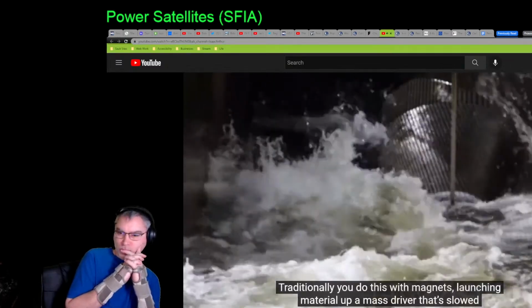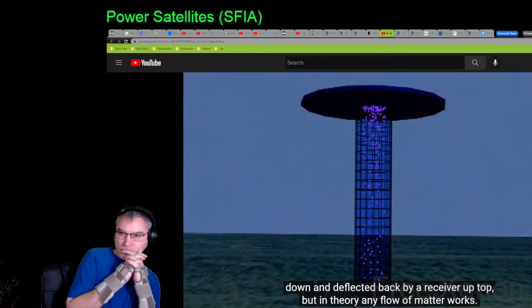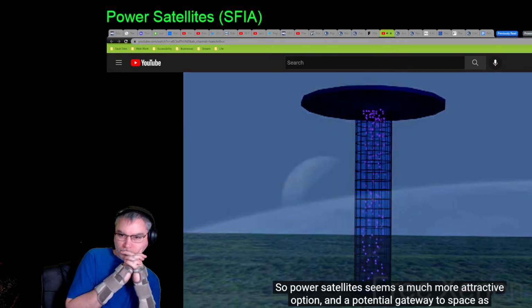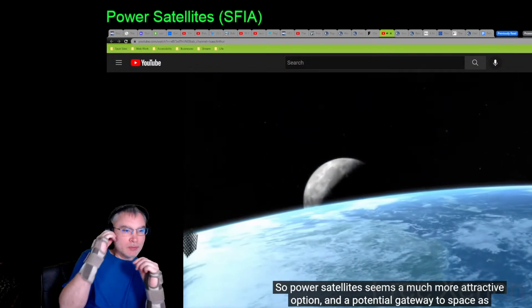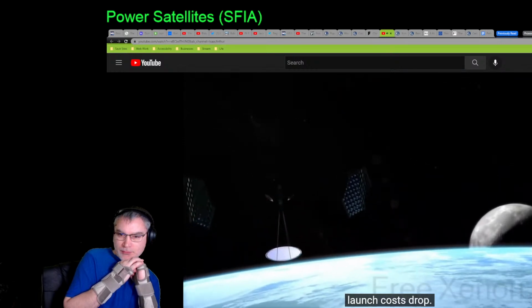Interesting. Traditionally, you do this with magnets, launching material up a mass driver that's slowed down and deflected back by a receiver up top, but in theory, any flow of matter works. So power satellites seem a much more attractive option, and a potential gateway to space as launch costs drop.